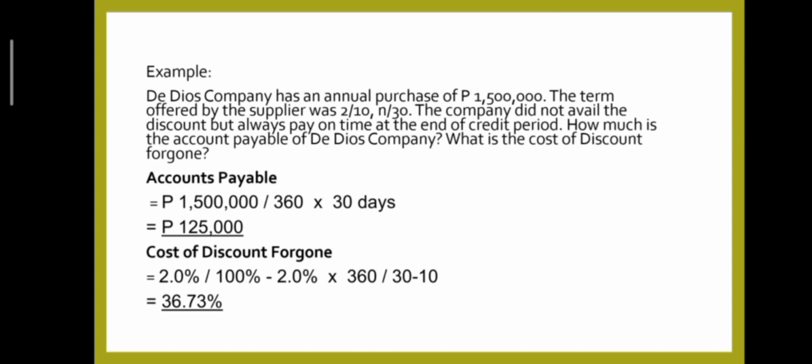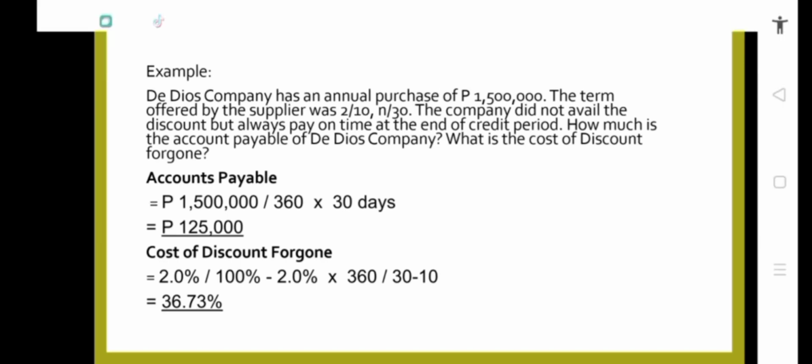Okay, it says here that the annual purchase of the Just Company is 1,500,000 pesos. Also, the term offered by the supplier was 2/10, which means the supplier offered 2% discount if they are able to make payment within 10 days.